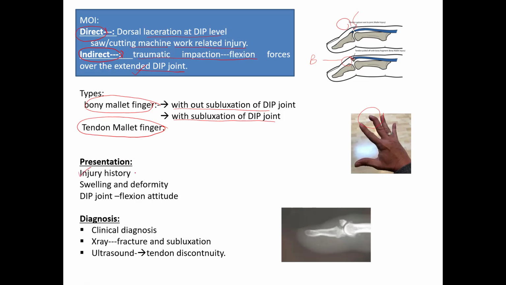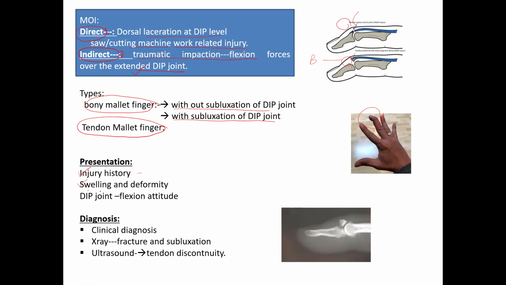Injury, which depending on the type may be a direct injury or indirect injury. Then swelling and deformity. The swelling is in the distal phalanx and the deformity is at the distal interphalangeal joint. So what is the attitude? The distal interphalangeal joint attains a flexion attitude. As you see here, here is the flexion attitude and there is no extension possible.